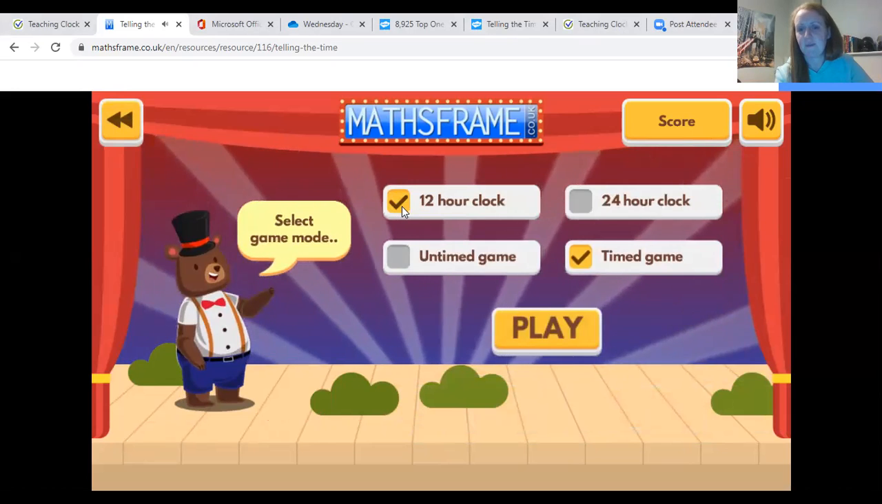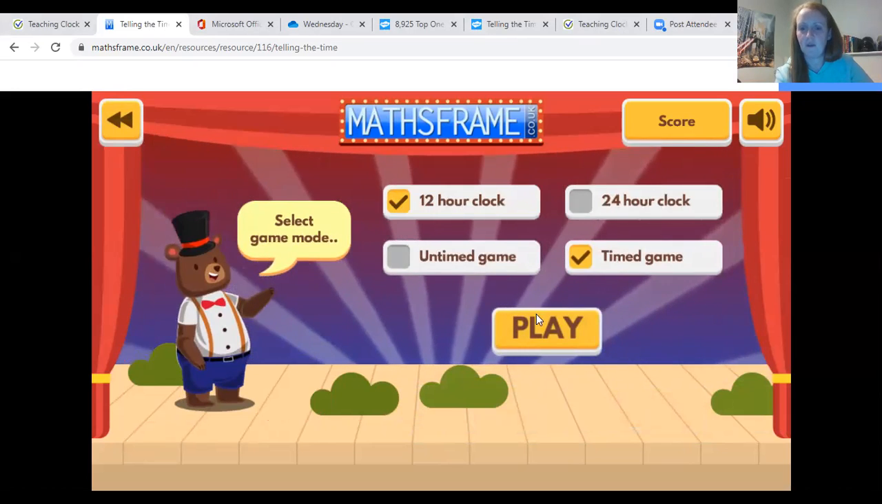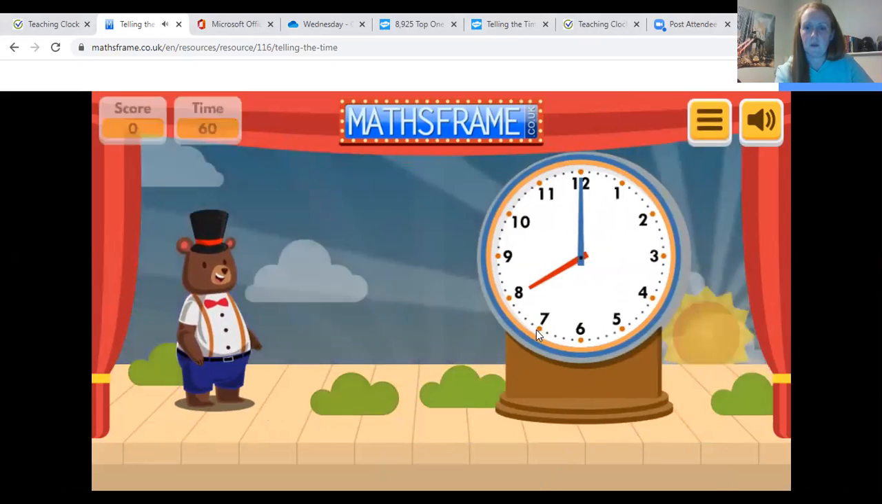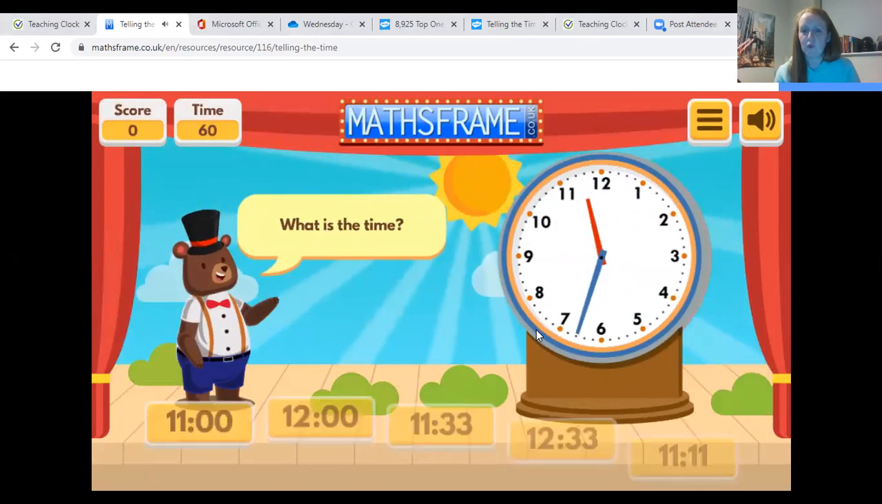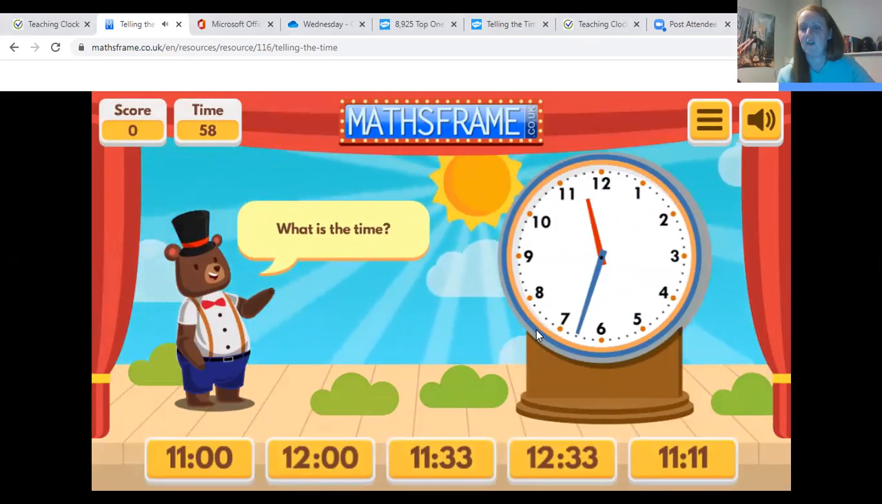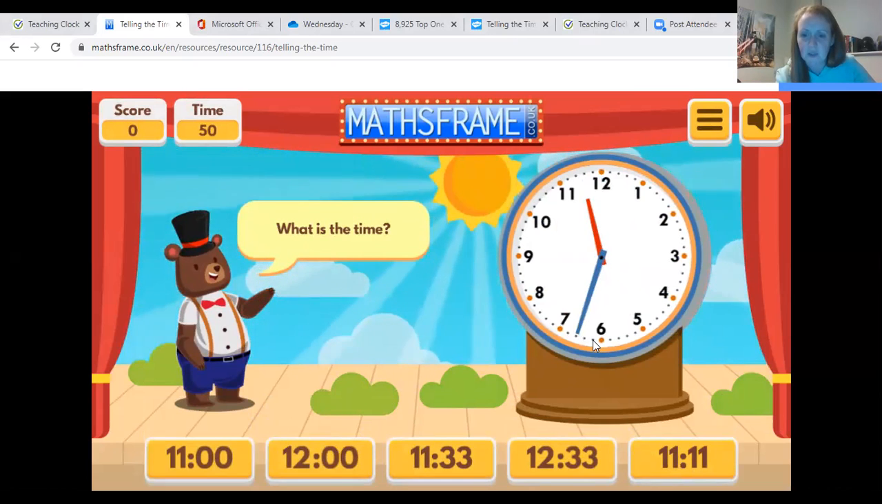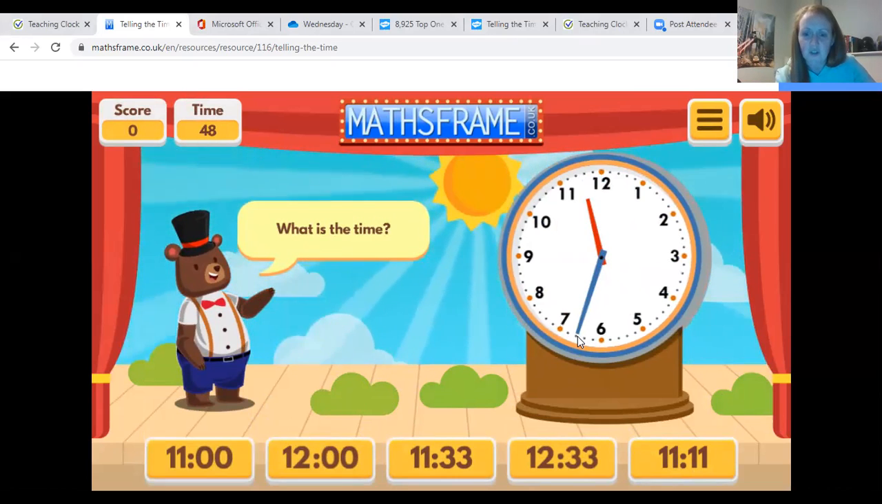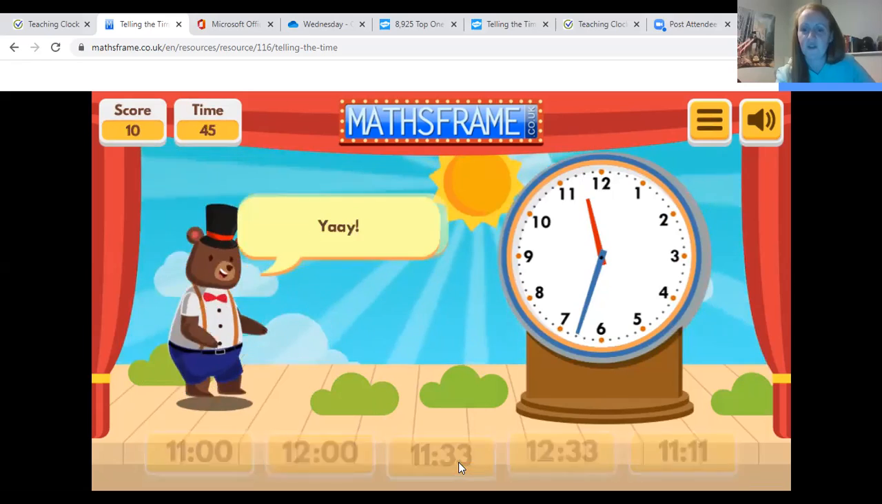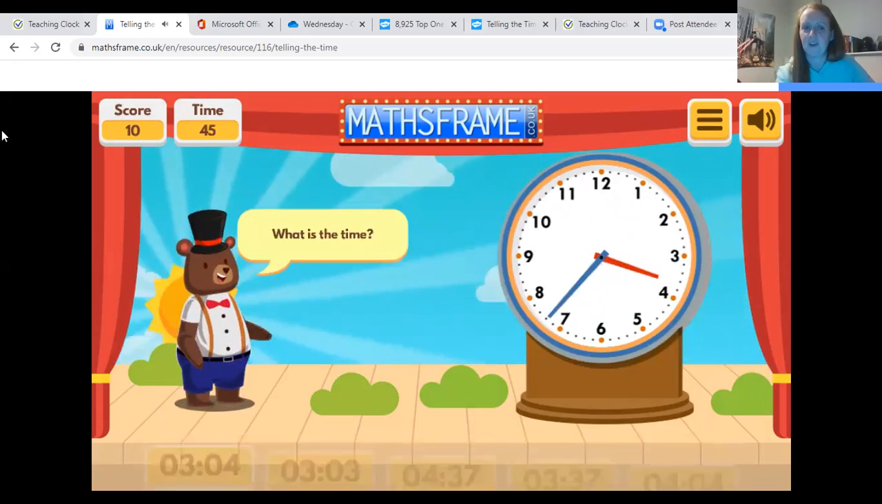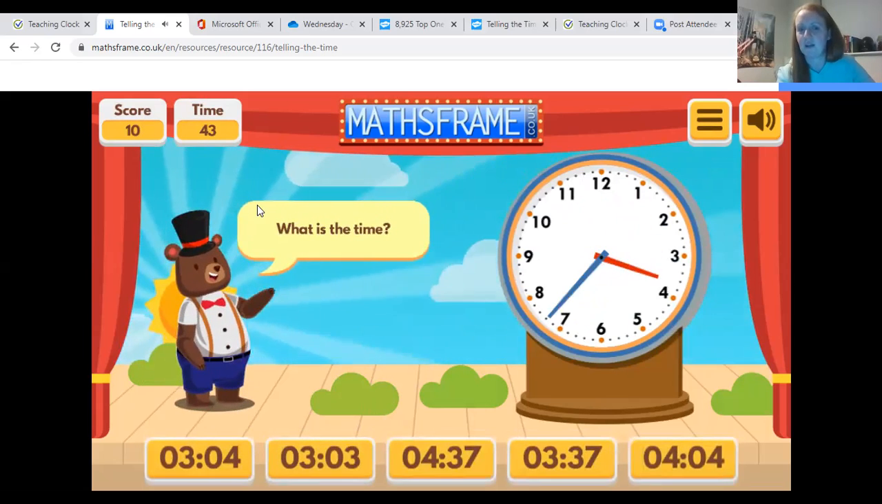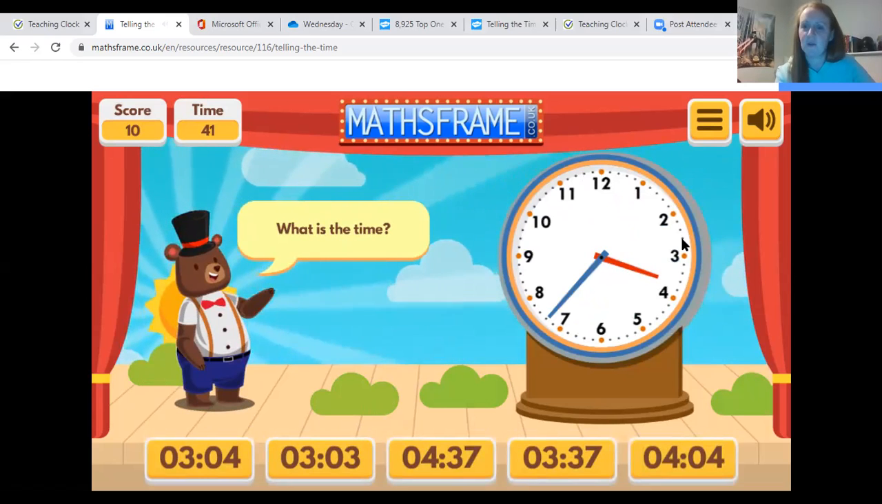Leave the 12-hour clock and the timing on, and then it will generate a time for you, and you have to tell me what the time is, or tell the bear what the time is. So there's the hour 11, and look, it's on that little increment there, and I know this is 30 minutes past, 31, 32, 33, so I make it 11:33. And you get a score over here, and your time's going down, so it's how many you can get in that time. So have a little go at that.